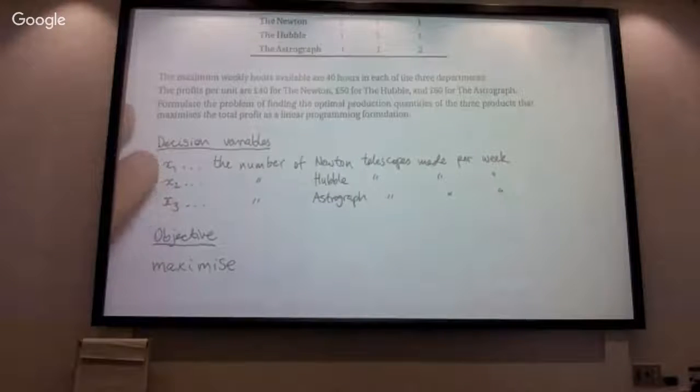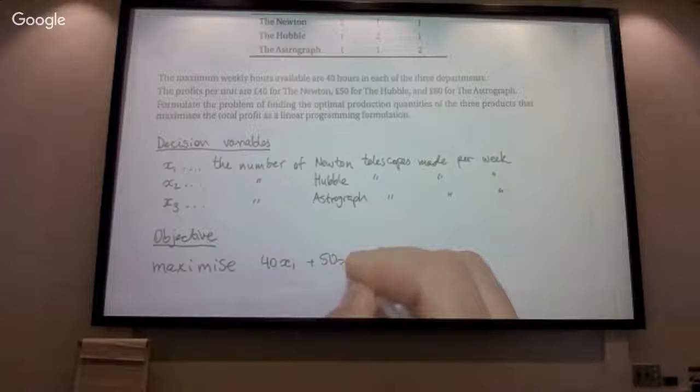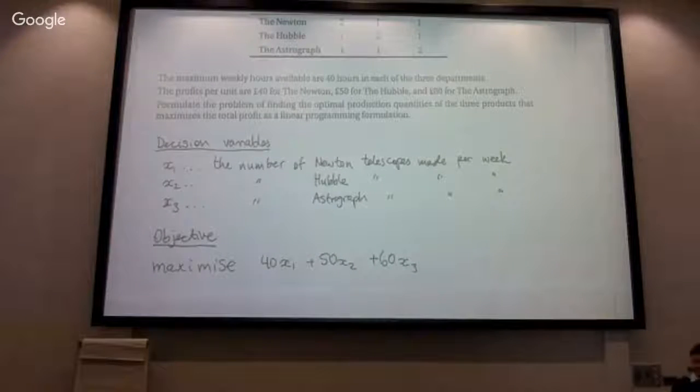Oh, and the objective, where's the objective? Well, it gives it away here: maximize the total profit. So I've already put maximize. Now the total profit is given here somewhere, isn't it? £40 for each Newton, £50 for each Hubble, and £60 for each astrograph. So altogether it's like this. If you're making x1 Newtons, then the profit of all your Newtons is going to be 40 times x1. And then to that you add the profit of the other one and the profit of the third one. And you can put the unit of the profit, which makes the interpretation at the end, as we'll see later today, easier.